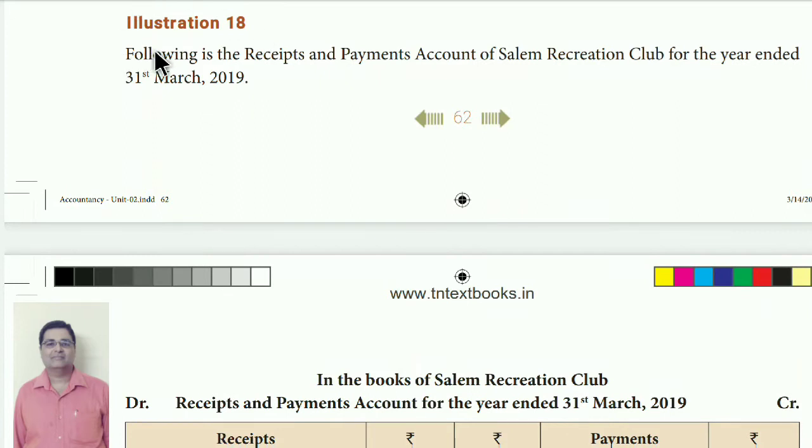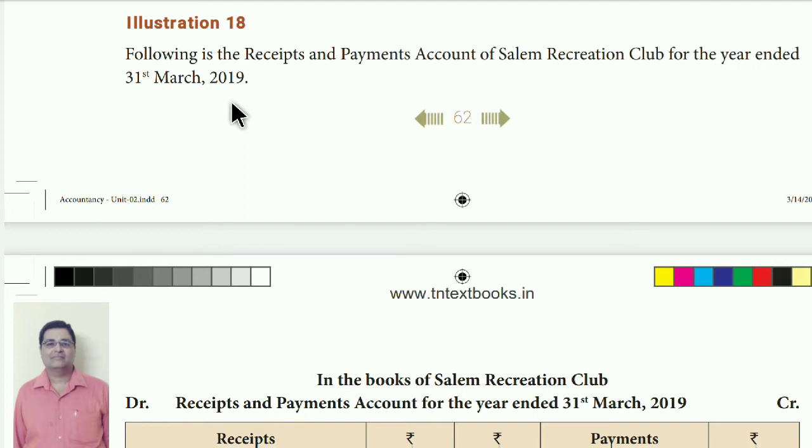Hello friends, welcome to GNG Accountancy classes. Illustration 18, page number 62. Class 12, lesson 2, NPO. Illustration 18. Following is the receipts and payment account of the Salem Recreation Club for the year ended 31st March 2019. So we have to prepare the income expenditure account and balance sheet for the 31st March 2019.